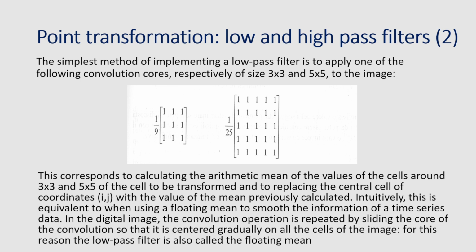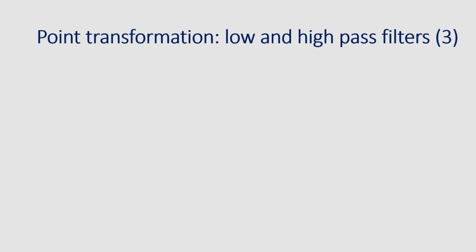Intuitively, this is equivalent to using a floating mean to smooth the information of a time series data. In the digital image, the convolution operation is repeated by sliding the core of the convolution so that it is centered gradually on all the cells of the image. For this reason, the low-pass filter is also called the floating mean.